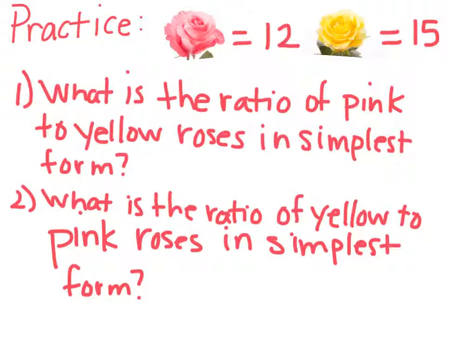Here's a practice problem for you to try. There are 12 pink roses and 15 yellow roses in Beth's garden. Problem 1 asks you to write, what is the ratio of pink to yellow roses in simplest form? Number 2 asks you to reverse that and write the ratio of yellow to pink roses in simplest form. Press pause while you work, and if you have any questions about how to find simplest form, go back to the sample problem on the previous screen. Okay, good luck! And when you're finished, we'll figure out how to use the whole to find a missing part in a ratio.